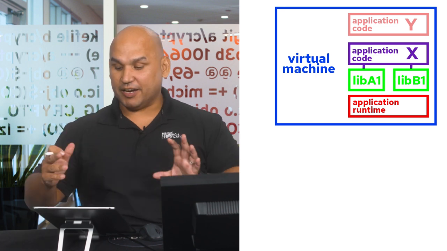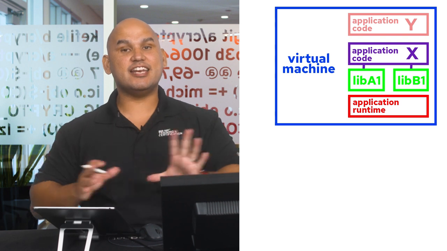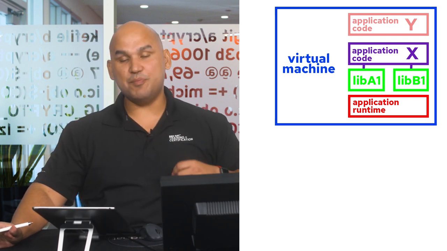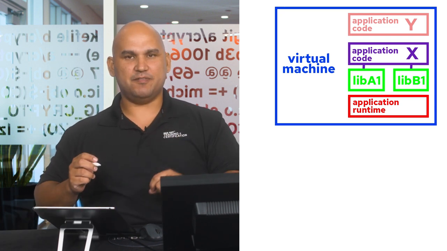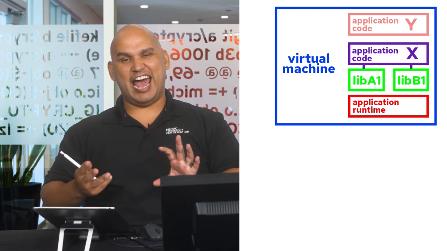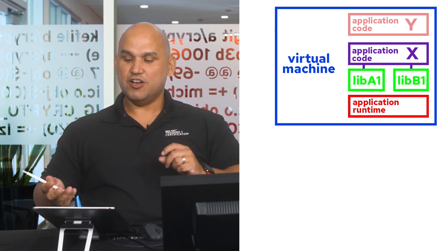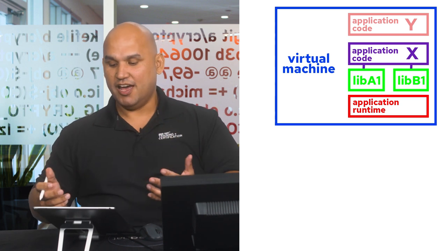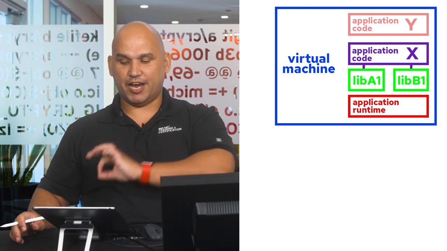Now, fortunately, application Y makes use of the same application runtime. So we already have the needed application runtime. Application Y also works with libA version 1. However, application Y needs libB version 2. Now, in this case, you can't have libB1 and libB2 installed on the same machine. They are going to create a conflict. So what could happen is that if you upgrade libB1 to libB2, it would result in application Y working, but it would break application X.